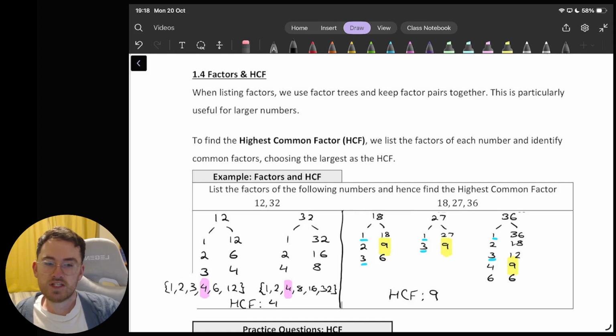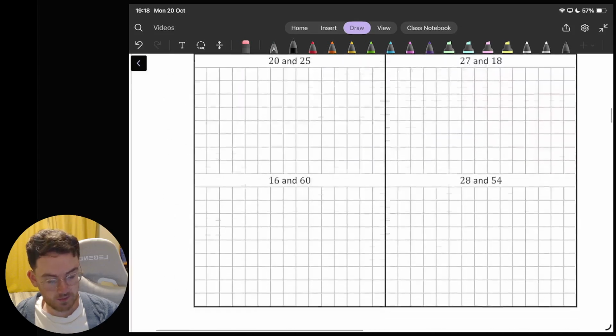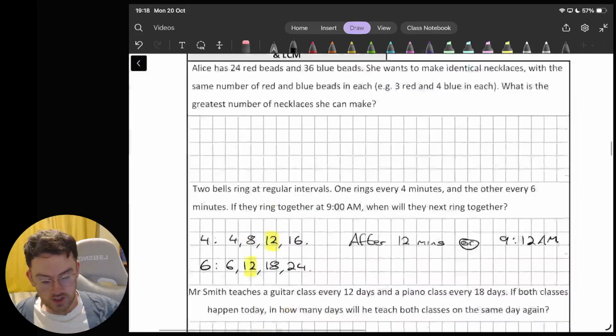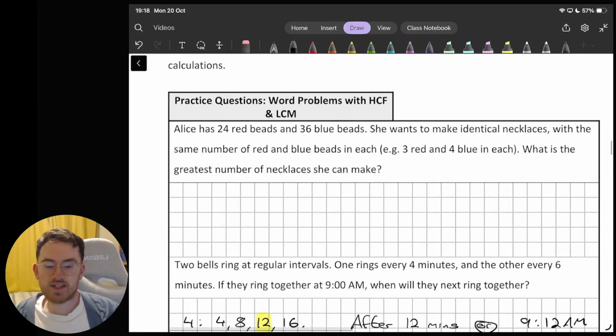So being able to list out the factors in that way in your factor trees is really helpful. And then just picking out the largest of them is the way that we're going to get that highest common factor. Similar then to the multiples, we might look at some word questions that actually make use of highest common factor.